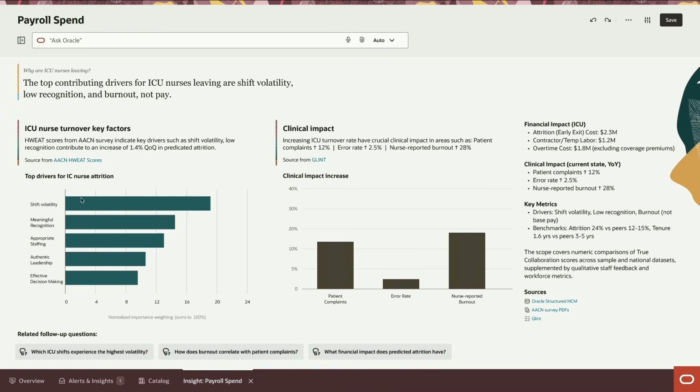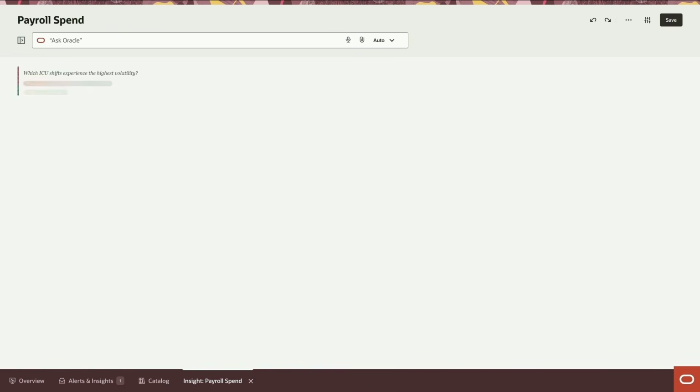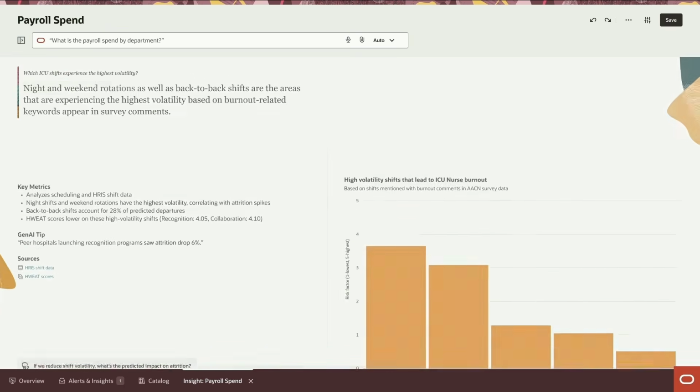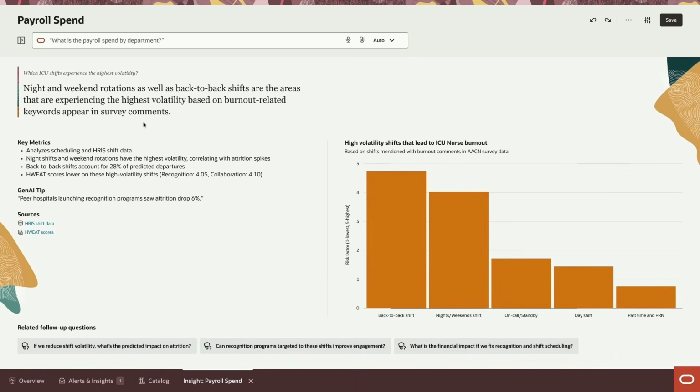She selects a proposed follow-up question. Which ICU shifts experience the highest volatility? The agent highlights nights, weekends, and back-to-back rotations as the highest risk areas, with source references visible.